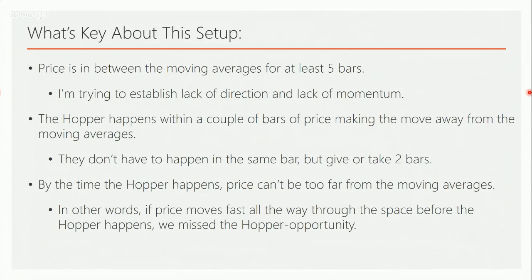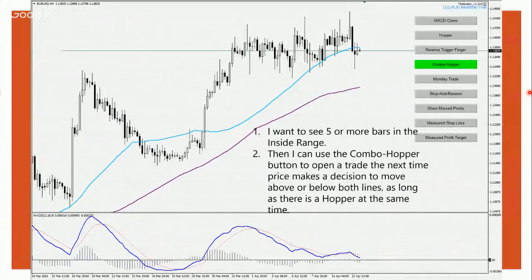So in other words, if price moves too fast all the way through that space before the hopper happens, we just missed that hopper opportunity. And I wanted to point that out because sometimes that happens, and you don't have to get every single one. Just get the ones that are super ideal before you put your money on that trade.